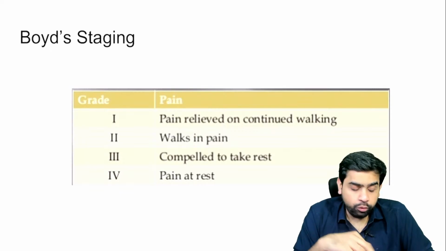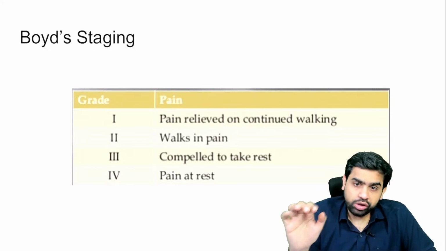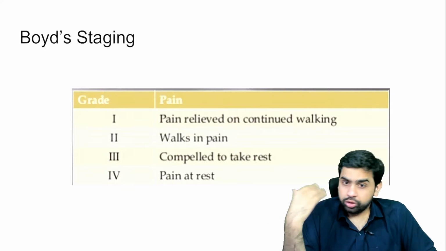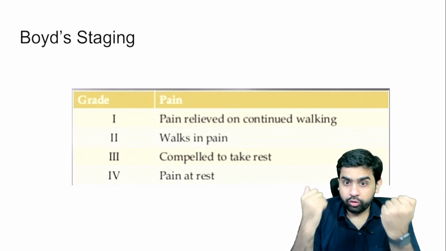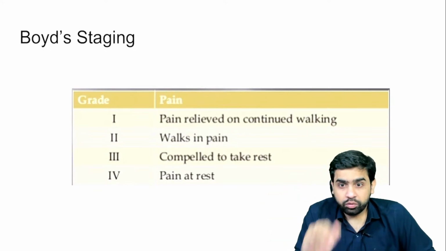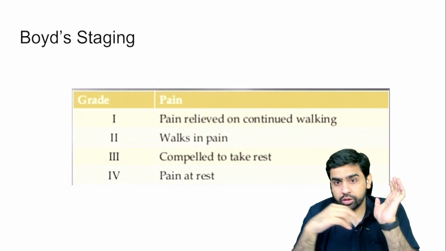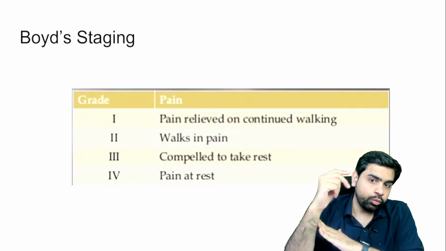What is Boyd's type 2? The patient starts to walk, the patient gets the pain, but the patient continues to walk because the pain is not that severe. Please try to understand. For example, at this particular time, the lecture is still bearable, and that's why you're over here. If it was unbearable, you would have gone away from here. So this is Boyd's type 2. Here, when the patient starts to walk, the patient gets the pain, but the pain is not that severe. The patient can continue to walk with that pain.